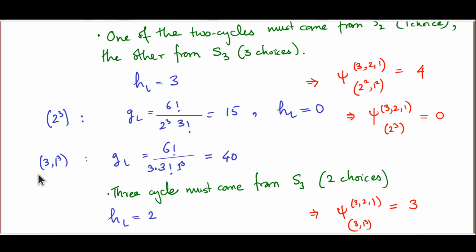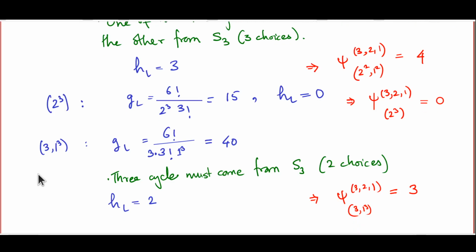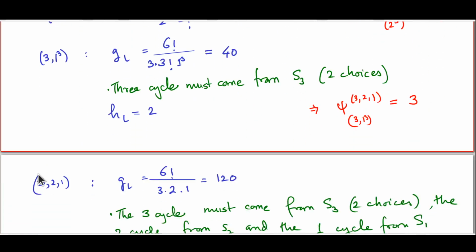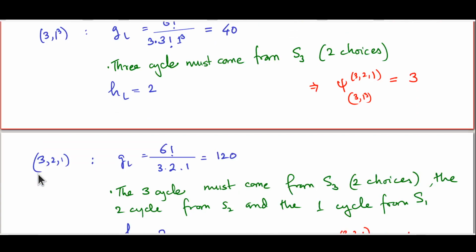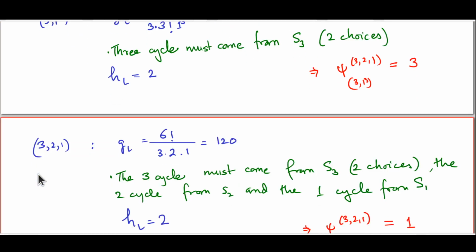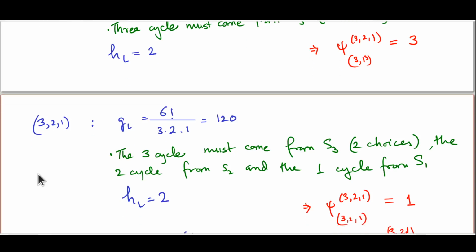Now I can keep on going for each and every one of these classes, and there are exactly 11 of them as far as S6 is concerned, but frankly there's nothing much more to be learned from repeated calculations. Okay, maybe one more. 3 2 1. This is the class with 1 3 cycle, 1 2 cycle, 1 1 cycle. Of course, in this case, the 3 cycle must come from S3, the 2 cycle must come from S2, and the 1 cycle must come from S1.